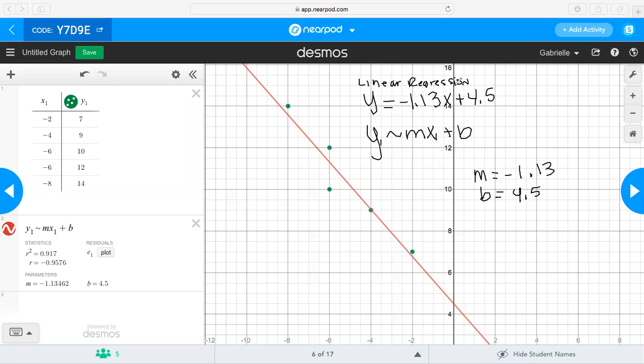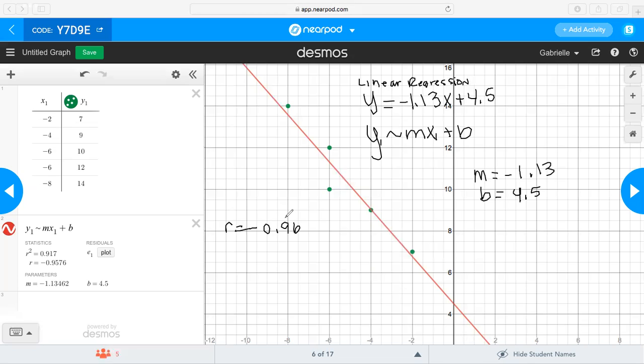So this is my linear regression equation. Also notice it gives us these things called r. We don't care about r squared. What we care about is the r value. It gives us an r of -0.96. And I'll explain what the r value means. But I just wanted to write that down as well. So it gives us an r value of negative 0.96.